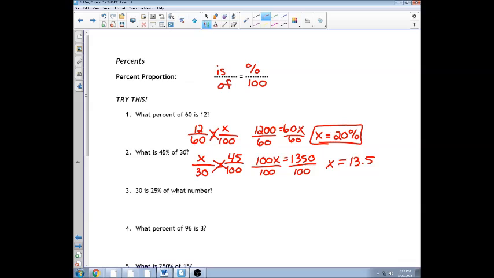I do not need a label on this one because we are not looking for the percentage. Okay? If you're looking for a percentage, then you would need to label it.